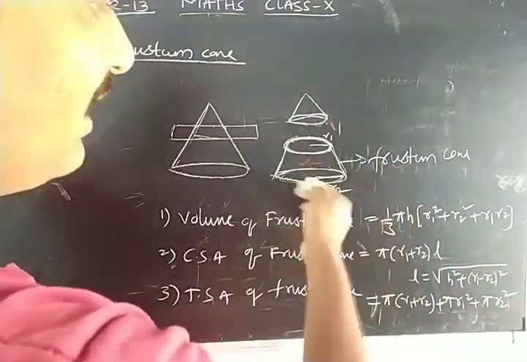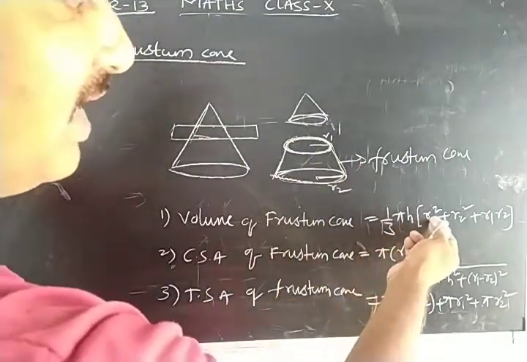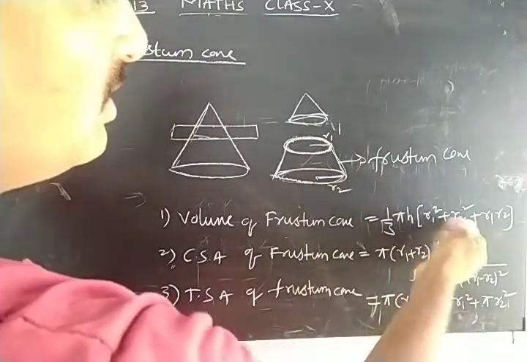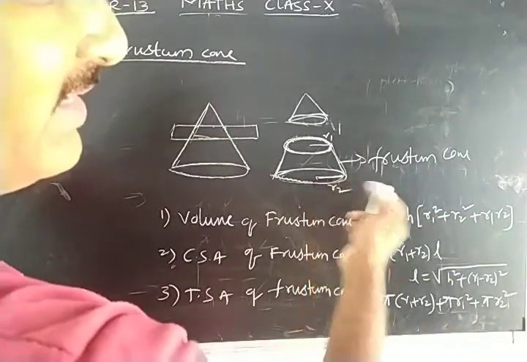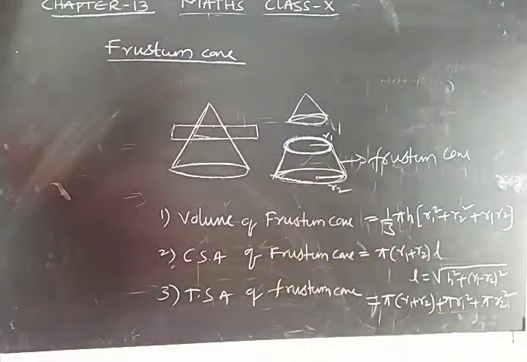To get the volume of this frustum cone, we have to use this formula: 1 by 3 pi h (R1 square plus R2 square plus R1 R2). R1 means upper face radius, R2 means lower face radius. Using this formula we can find the volume of the frustum cone.